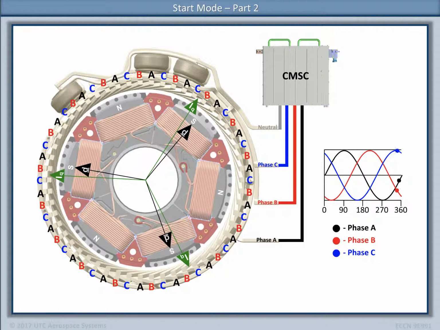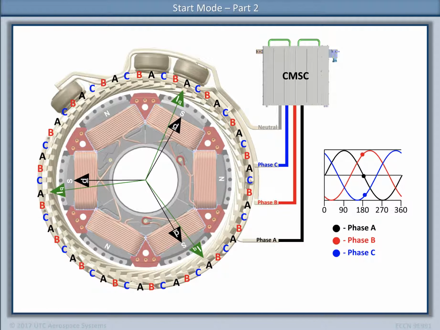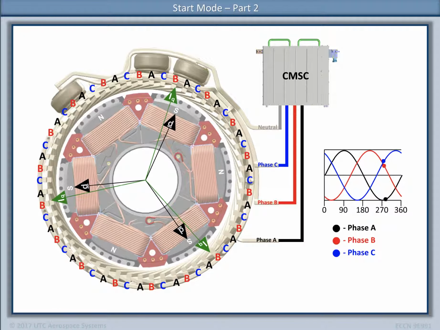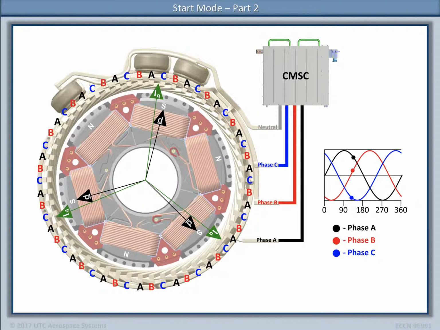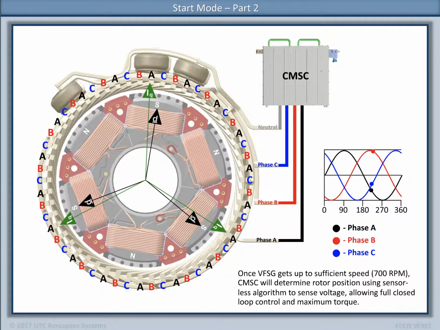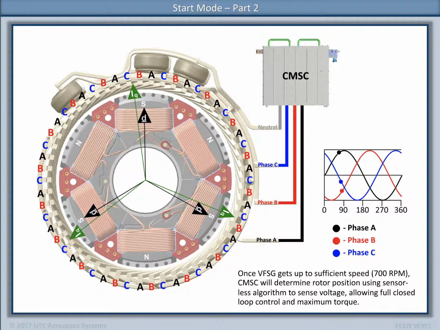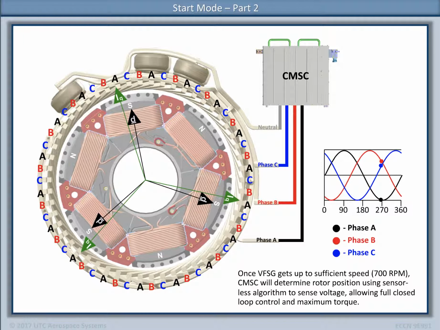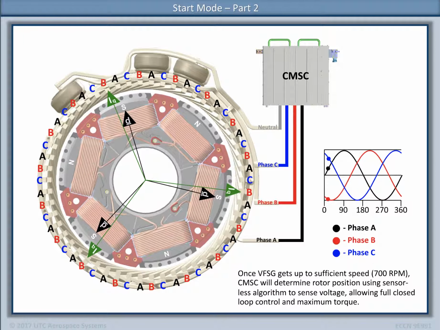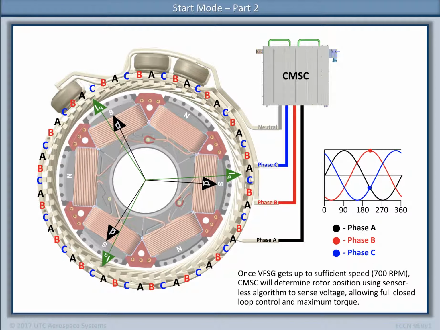The resolver continues to transmit the rotor position to the CMSC, allowing the main stator field currents to be properly adjusted to continue producing torque. Once the VFSG gets up to sufficient speed, 700 RPM, the CMSC will determine rotor position by using a sensorless algorithm to sense voltage. This allows full closed loop control and maximum torque.